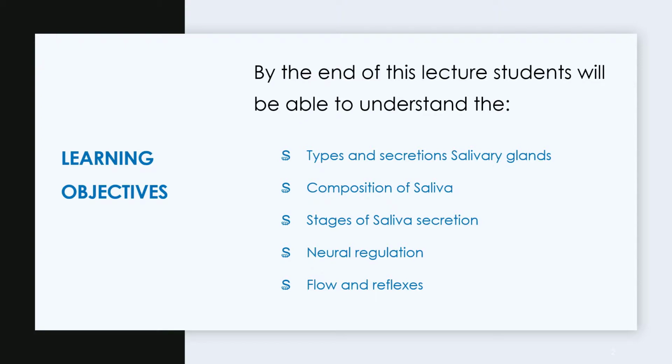Learning objectives of this lecture. By the end of this lecture, students will be able to understand the types and secretions of salivary glands, composition of saliva, stages of saliva secretion, neural regulation, and flow and reflexes responsible for the secretion or increment in the secretion of saliva.